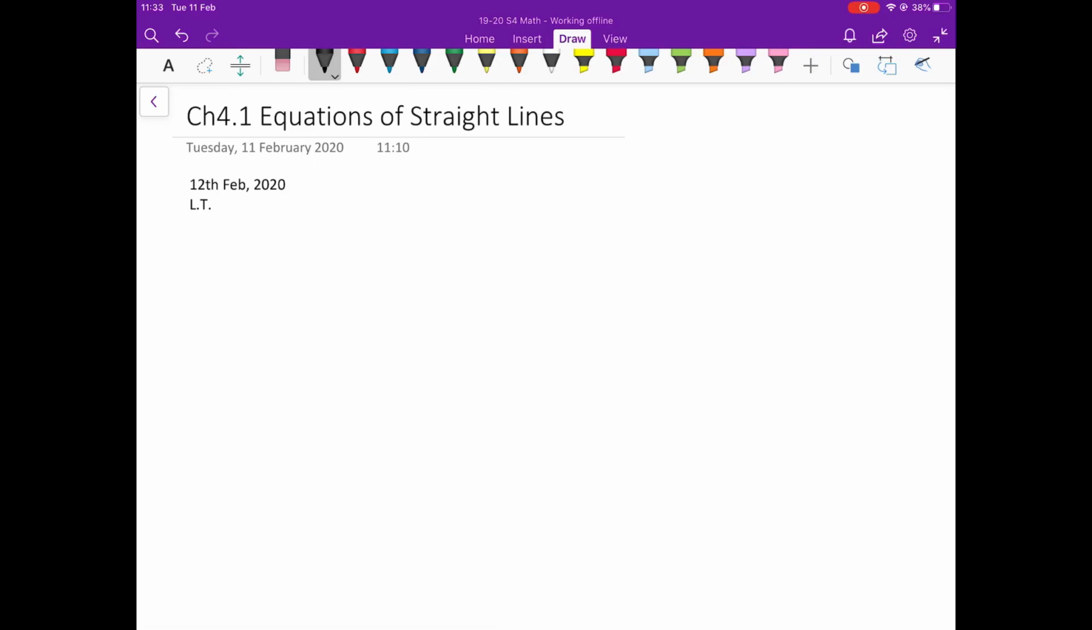So please turn to a new page of your notebook, write down the date of today and the learning target: More examples about equations of straight lines.